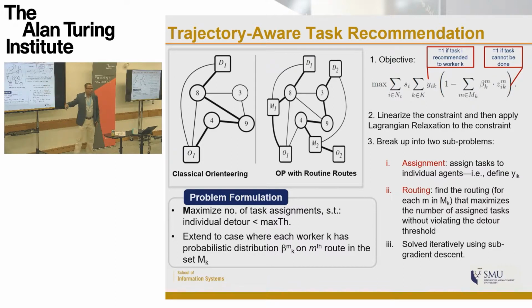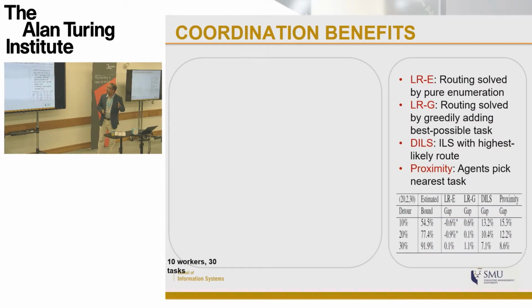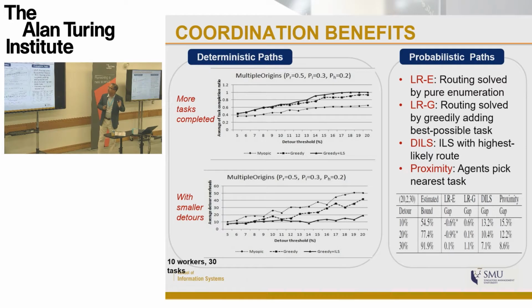You can solve these problems, again, with sort of a classic Lagrangian relaxation version of it. You can break it up into 2 sub-problems, and they work in an iterative fashion. One, for each agent, you assign it a set of tasks, and then given a certain assignment, you find the best routing through those tasks. And eventually you can use a subgradient descent algorithm to solve this. Now, what do we get out of it? And again, I'm just going to leave it very high level because the details matter. You're welcome to come talk to me afterwards.